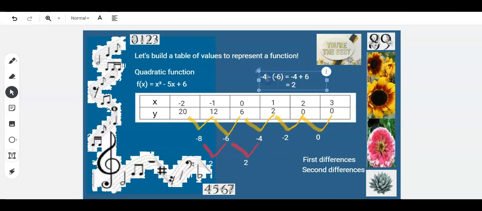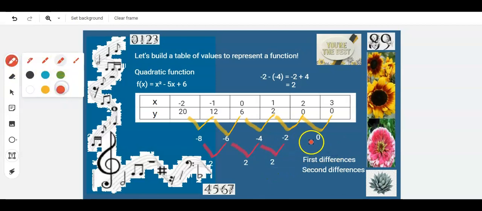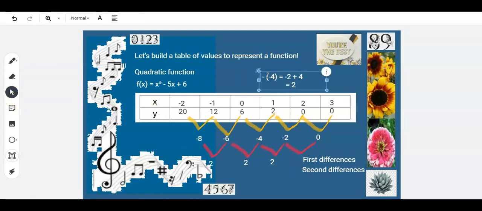Next, negative 2 minus negative 4. So, negative 2 plus 4. Negative 2 plus 4 is 2. Okay, so again, negative 2 minus negative 4 is 2. And then, last one, 0 minus negative 2, that would be 0 plus 2. Okay, and 0 plus 2 is 2.